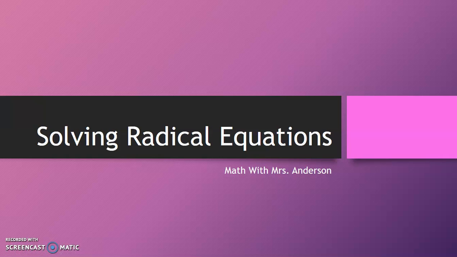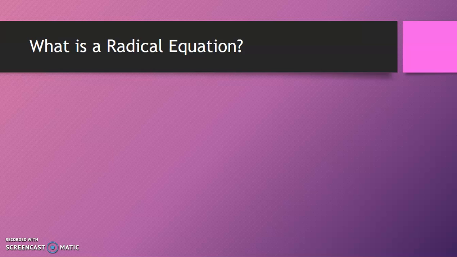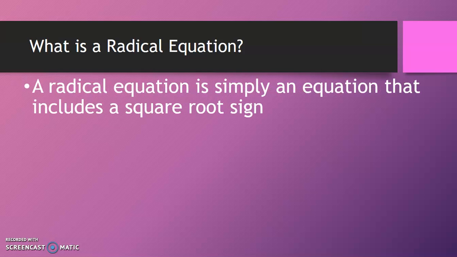This is Mrs. Anderson, and in this video I'm going to show you how to solve a radical equation. First of all, let's talk about what a radical equation is. A radical equation is simply an equation that includes a square root sign. For example, something might look like this. The square root of x equals y, where x and y could be representing variables or numbers in a problem.